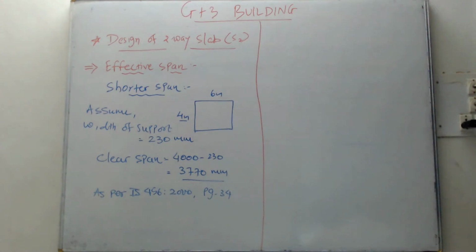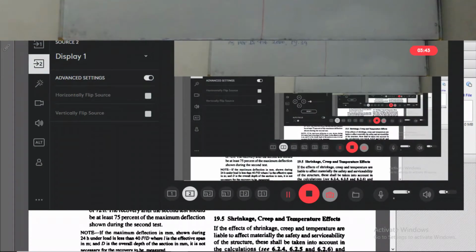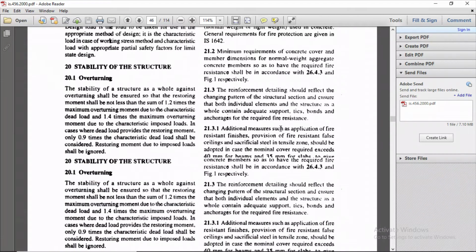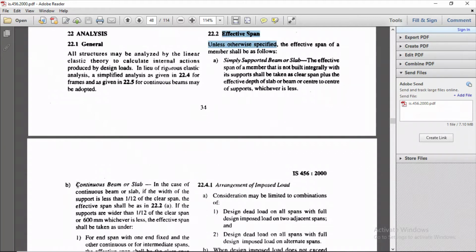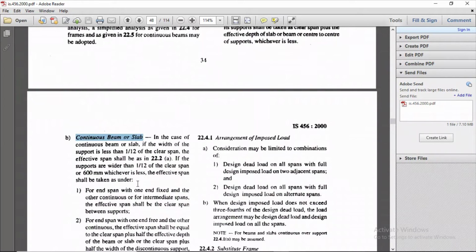There is a clause for effective span. So just let me go to page number 34 and share my screen with you. So here we are on page number 34. This is effective span, right? So here we are doing the design of a continuous element, continuous slab. In this we need to first find the ratio of 1/12 multiplied by clear span. If the width of support is less than this ratio, the effective span shall be taken as clause number A, that is this clause.